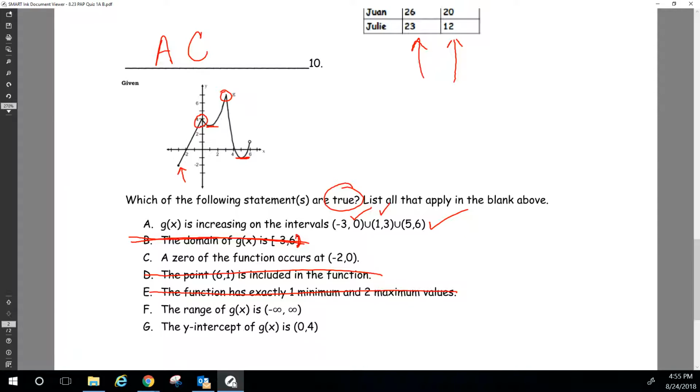All right. The range of g of x is -infinity to infinity. That wouldn't be right. That would only be if these guys went on with arrows. And the last one says the y-intercept of g of x is 0, 4. So this graph does cross up here at 0, 4. So G would be correct.